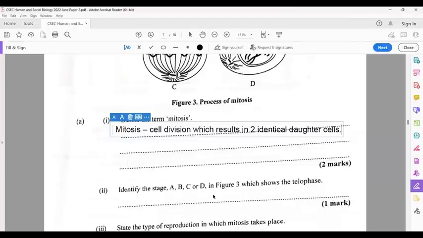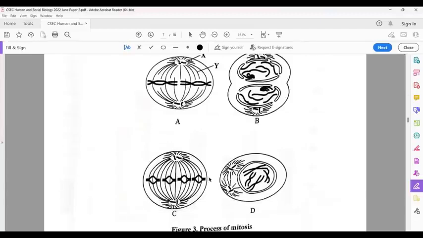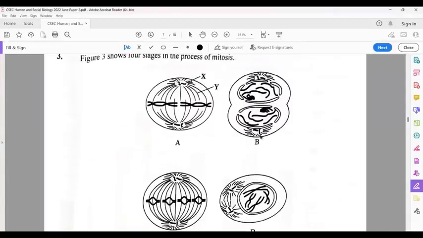Identify the stage, A, B, C, or D in figure 3, which shows the telophase. And telophase is B. It is the last phase whereby the division has occurred and the nuclear membrane is reforming for the cells. So we see the poles are there, the spindle fibers have disappeared. Look, it's forming in A, and it has been fully formed in C. The poles have pulled back, and the DNA or the chromosomes have been lumped together. So they are not lining up at the equator as in A and C.